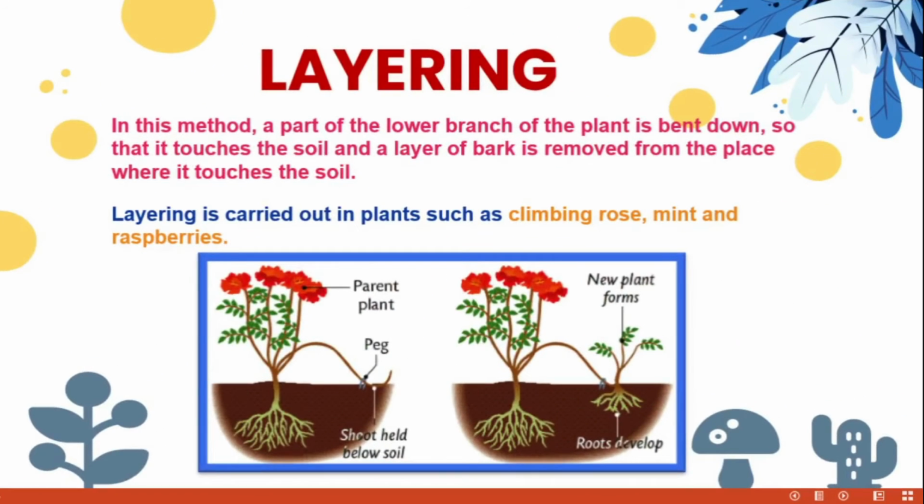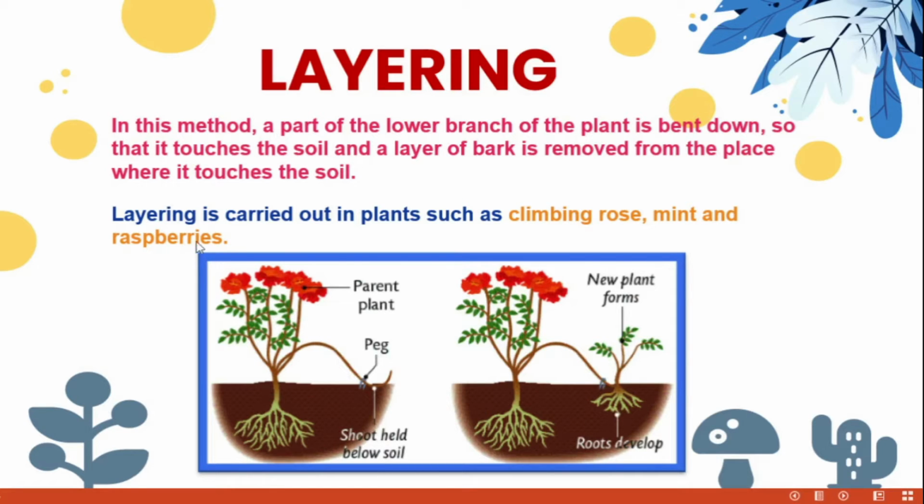Next, layering. What is meant by layering? A portion of the aerial stem is made to grow roots while it is still attached to the parent plant and later detached from it. In this method, a part of the lower branch of the plant is bent down. Look at this picture, you will understand easily. The lower branch is bent down so that it touches the soil. Then a layer of bark is removed from the place where it touches the soil.